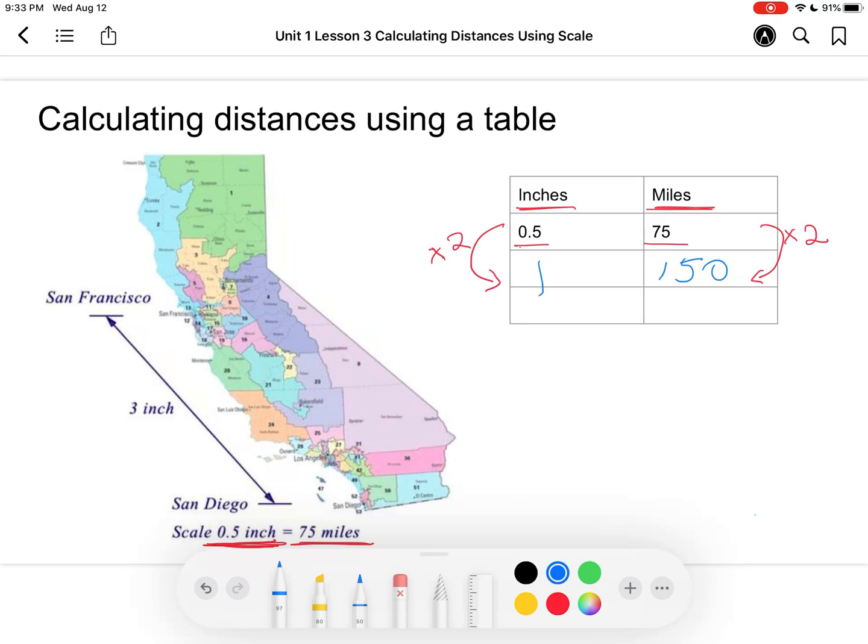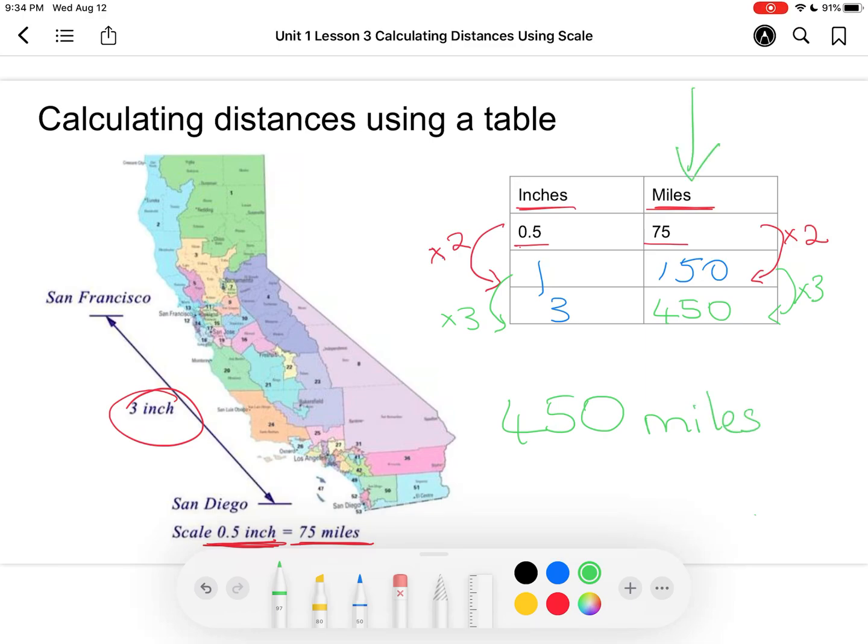And now it's easy to calculate from there the distance represented on the map. We see 3 inches on the drawing from San Francisco to San Diego. I just multiply 1 times 3 to get 3. And so I'll multiply 150 times 3 to get 450. So the distance from San Francisco to San Diego is 450, and be sure to write the units, it's miles. We can see it's in the miles column here.